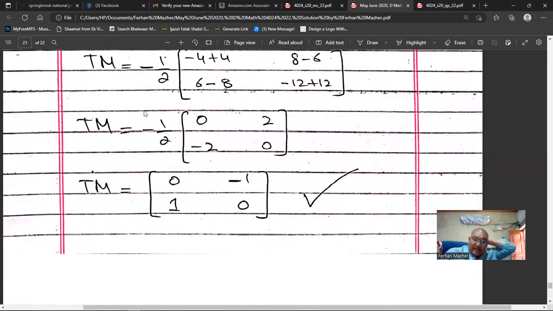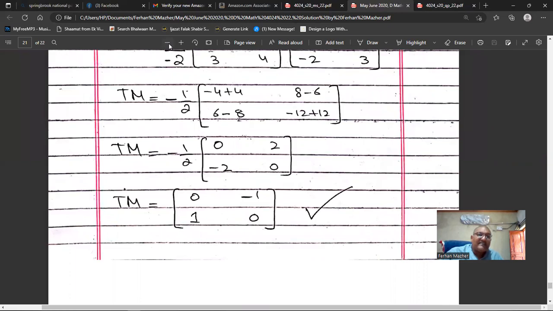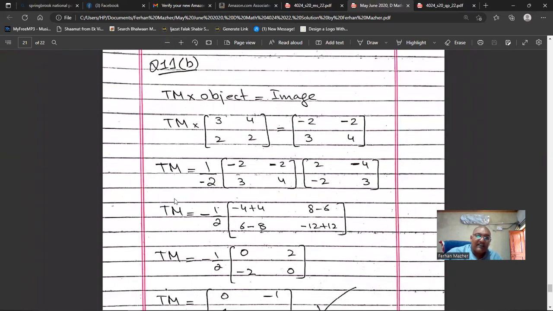Then I will multiply them with the minus 1 by 2, this will multiply with all of them. You get 0, minus 1, 1, and 0. So this is the matrix. Hopefully you understand this technique. You must have learned this technique.